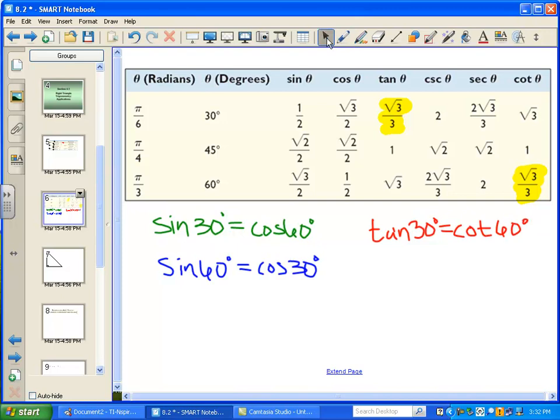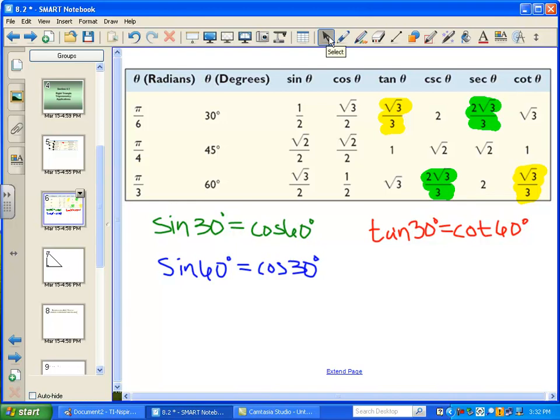And just looking at the 30 and 60 degrees measurements, it looks like we have this relationship going on between sine, cosine, and then tangent and cotangent. Also cosecant and secant as well, right? If you just do a little bit further investigation, secant of 30 is equal to cosecant of 60. So what's going on here?